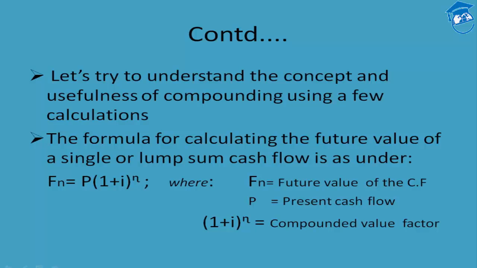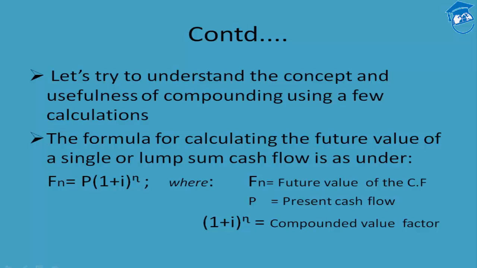So simply put, this means that through this formula, that is Fn is equal to P multiplied by (1 plus I) raised to the power of n, we are trying to ascertain the future value of the present cash flow. So the future value of the present cash flow, that is P, the future value we want to ascertain, and that value should be Fn. That is the future value of the present cash flow after n number of years, when the present cash flow P is growing by I% compounded annually for n number of years.